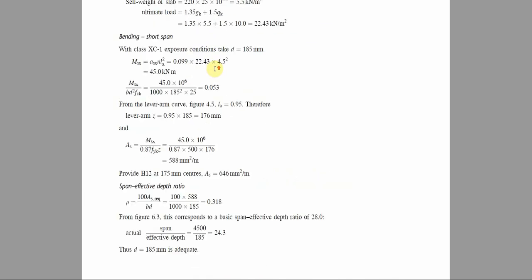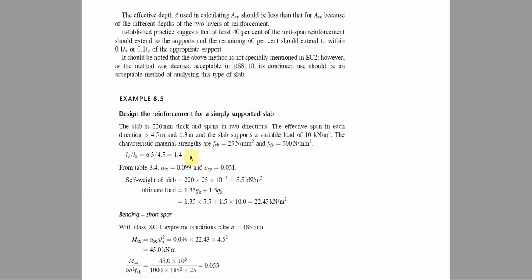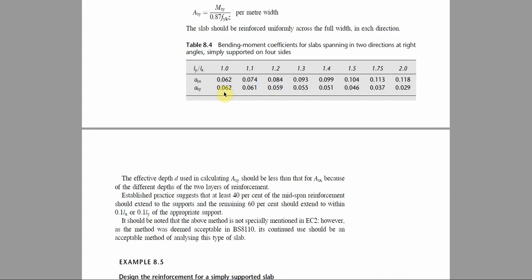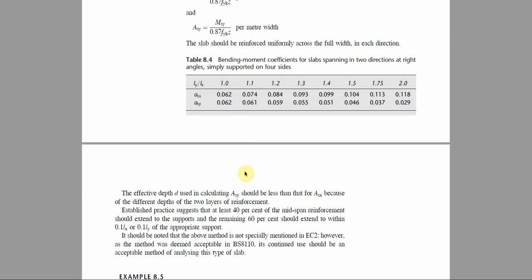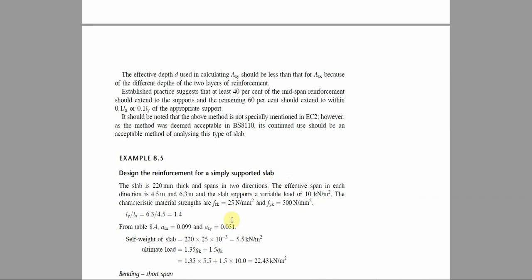So let us proceed. After using Ly over Lx, we got 1.4 for this particular case. Then the next thing we do is that with the 1.4, we know our alpha sx is this and alpha sy is this. So using that knowledge, you can see alpha sx is this and alpha sy is this. Then we calculate our slab weight.